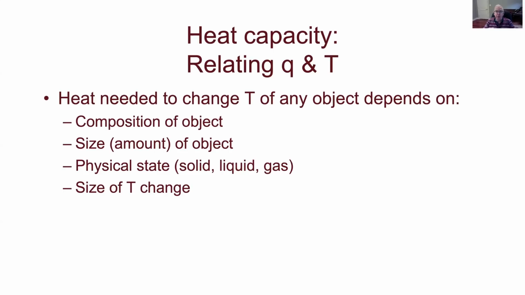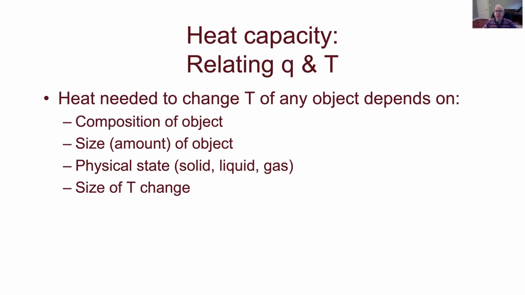So the composition matters. The size, or how big the thing is, is going to matter, right? It's going to take more energy to heat up a larger object than a smaller object. That should pretty much make sense. The physical state of the material would matter too, right? If I was comparing, say, ice to liquid water to steam, all those things are likely to have different heat capacities, okay? And so knowing that it is H2O that I'm talking about doesn't necessarily tell me the heat capacity.